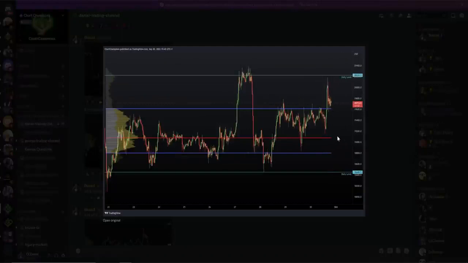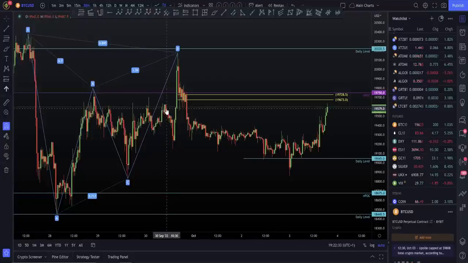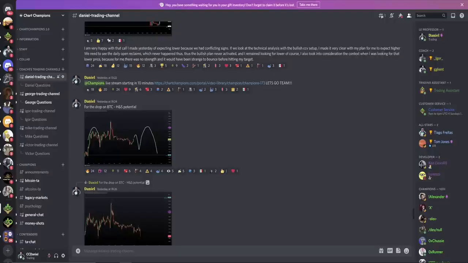We come down, we hit that POC, we started to bounce around here a little bit. And then last night, I did a Champions live stream. In that Champions live stream, I found a new pattern that I was looking for. Again, this pattern that I found was before it even happened. It was one of these things that I'm very good at foreseeing into the future, right?